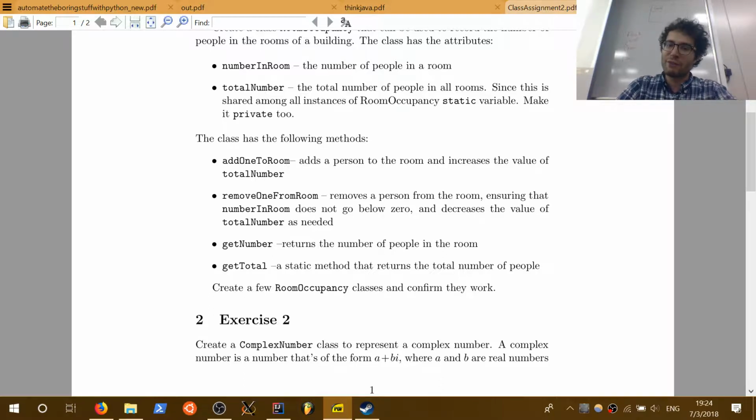Remove one from the room does the opposite, but you make sure that you can't have any negative people in the room. Get number returns the number of people in the room, and get total is a static method. So you've got 3 instance methods and 1 static method. This static method will return the total number of people. It's a static method because it's going to be returning a static variable.